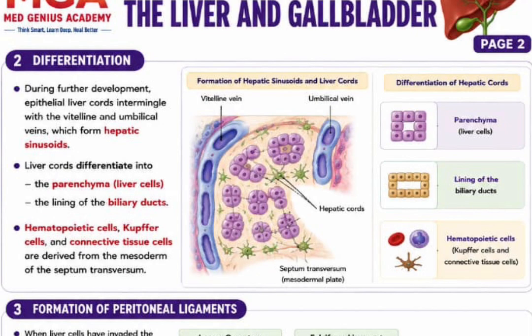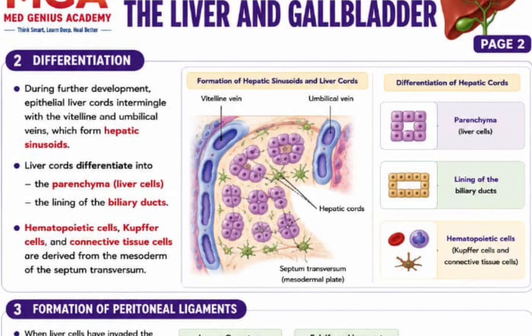So which means the liver naturally is formed from an endodermal proliferation. So this endodermal proliferation, which forms the liver cord, now mixes with the vitelline and the umbilical vein. When it mixes, it now forms a what? Liver sinusoid, or we call it the hepatic sinusoid.